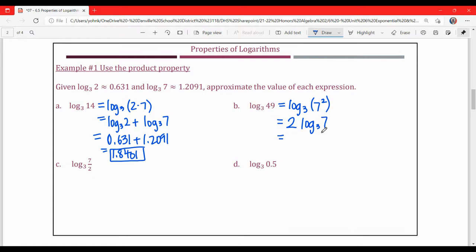So now substitute in what log base 3 of 7 is. So 2 times 1.2091. If I multiply that together, I get 8. Oh, my bad. Hold on. Okay, my bad. I get 2.4182.